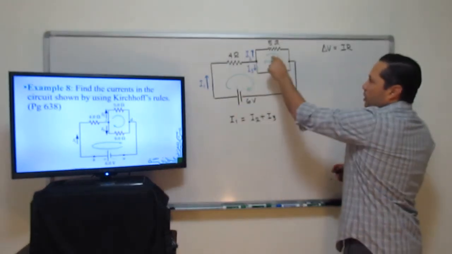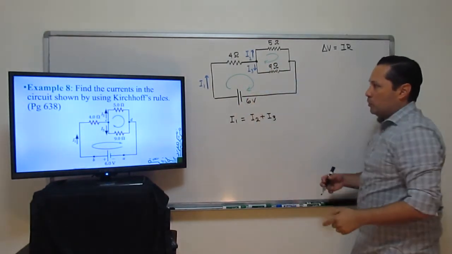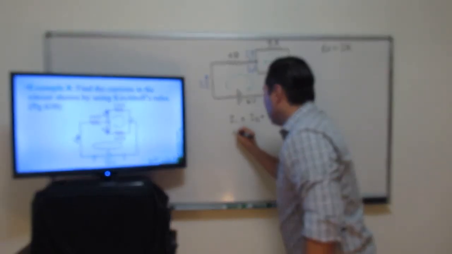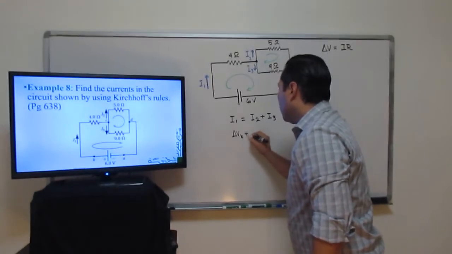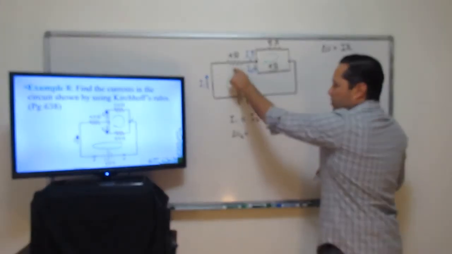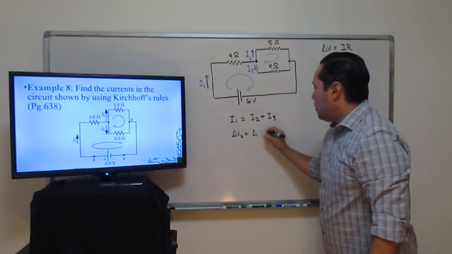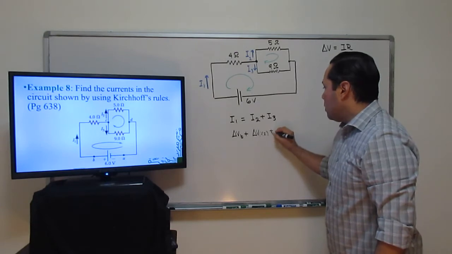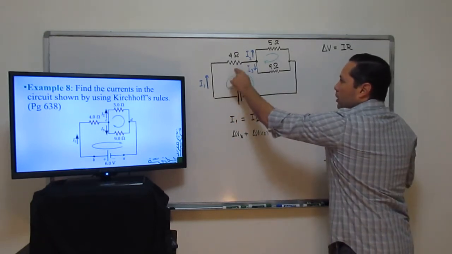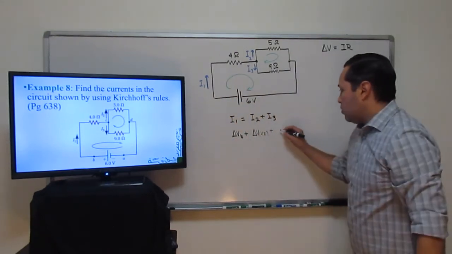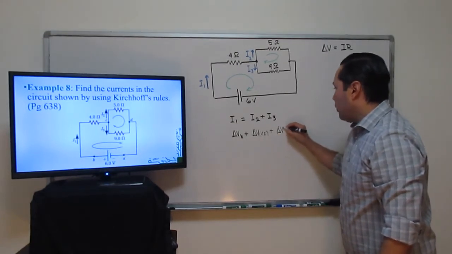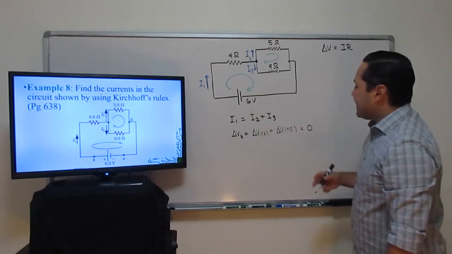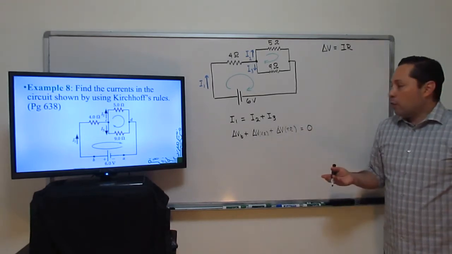Next, let's take a look at this part. We have one loop here, one loop there. So we're going to begin with this loop for the loop rule. All right, so we're going to label the potential difference of the battery, plus, here's our first resistor, the potential difference of our first resistor, which is the 4 ohms, plus, let's continue our loop, our third resistor, so the potential difference for our third resistor, which is the one with the 9 ohms, all of them equal to 0. All right, so that's our next formula we're going to use.